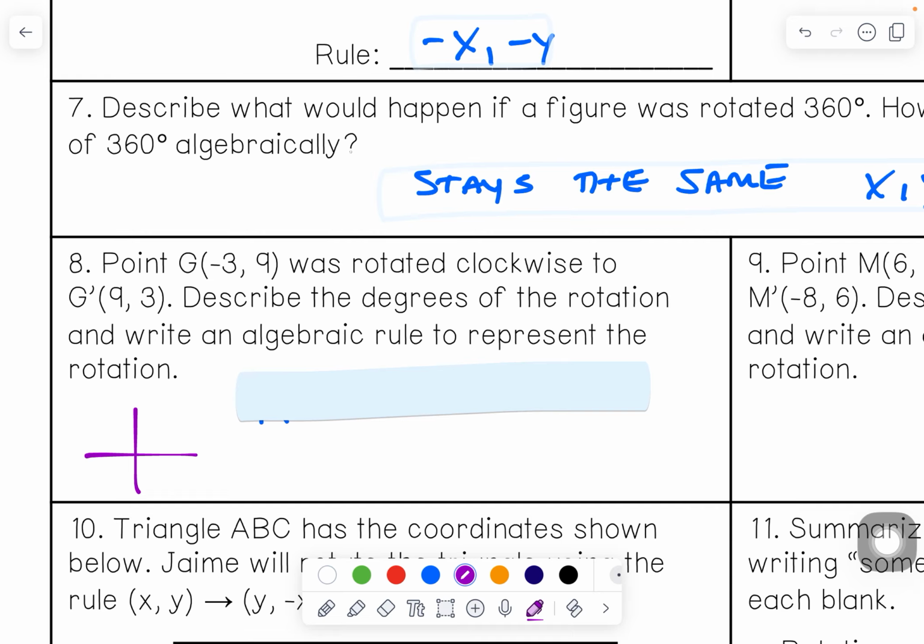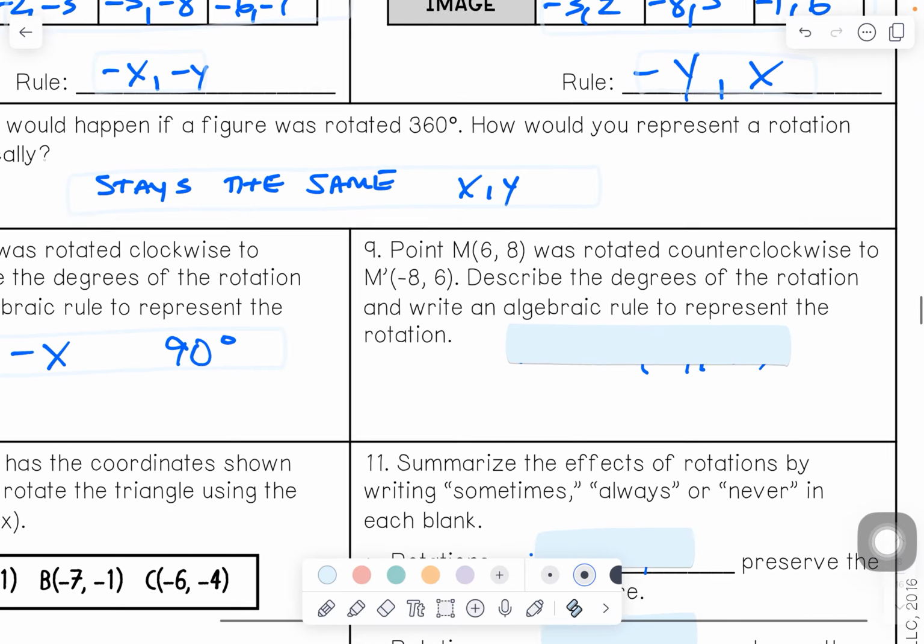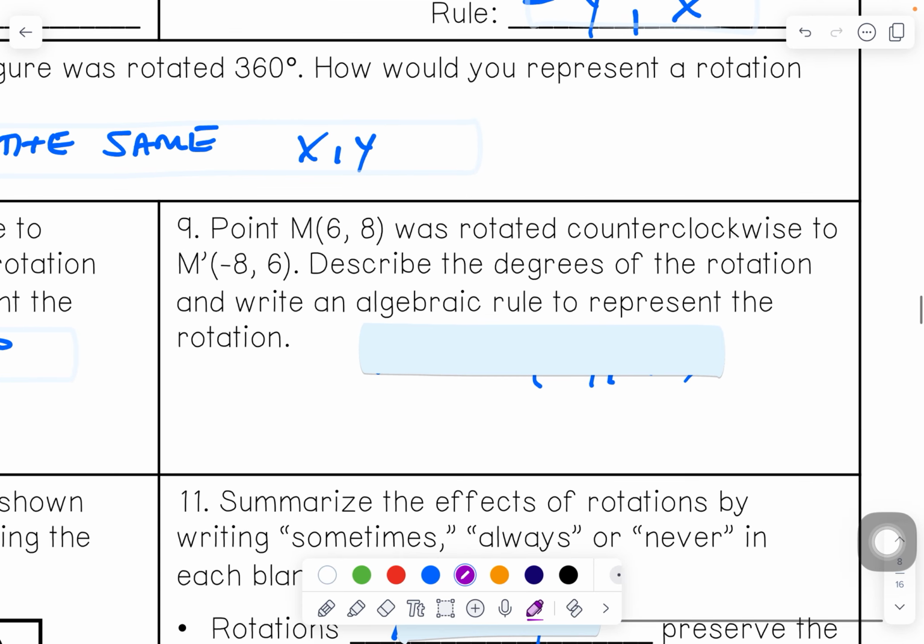All right, triangle ABC has the coordinates shown below. Jamie will rotate the triangle using the rule x, y gets rotated to y, negative x. Describe the possible degrees and direction of the rotation. Again, it looks like 90 degrees clockwise for this one. And then if I list the coordinates of A prime, all I'm going to do is apply that rule to this. So my y value stays the same, negative 1, but my x value flips and becomes the opposite, positive 5. And I could do that for all those.